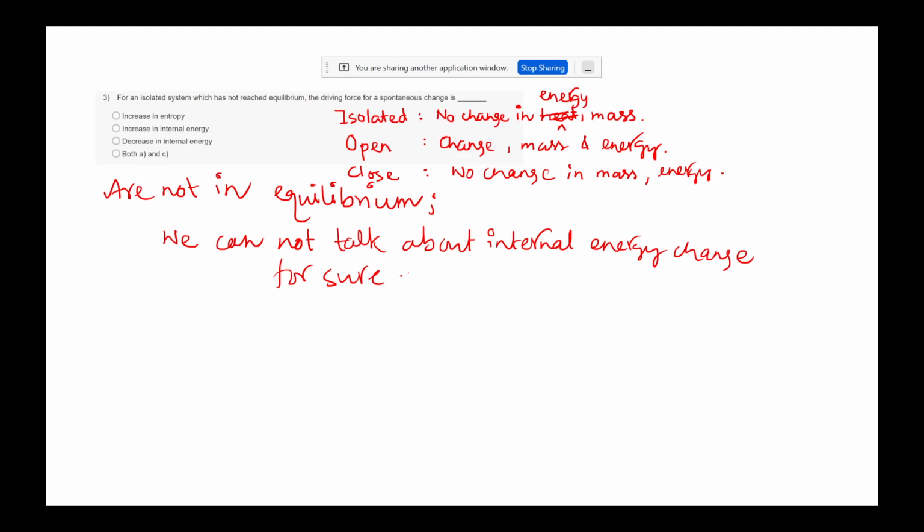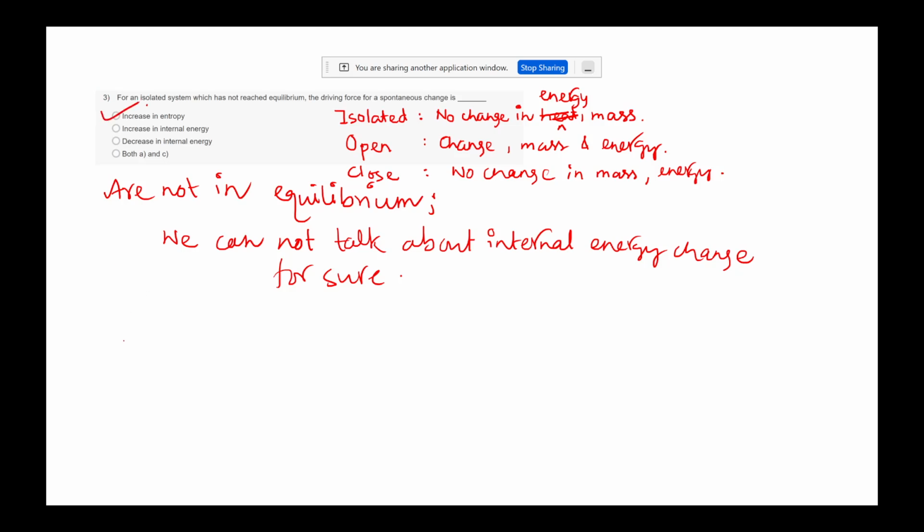But one thing we can talk about surely, that is increase in entropy. Because as you know, a system which is far from equilibrium is irreversible, and in an irreversible system, change in entropy always increases. That is the catch of this problem: since it hasn't reached equilibrium, there should be an increase in entropy. Okay, so this will be the thing.